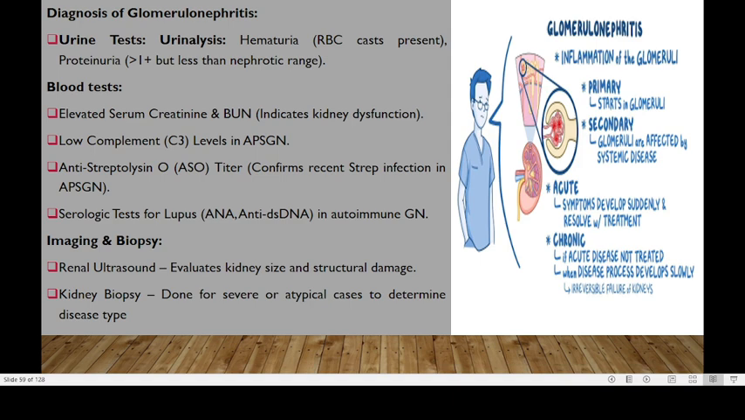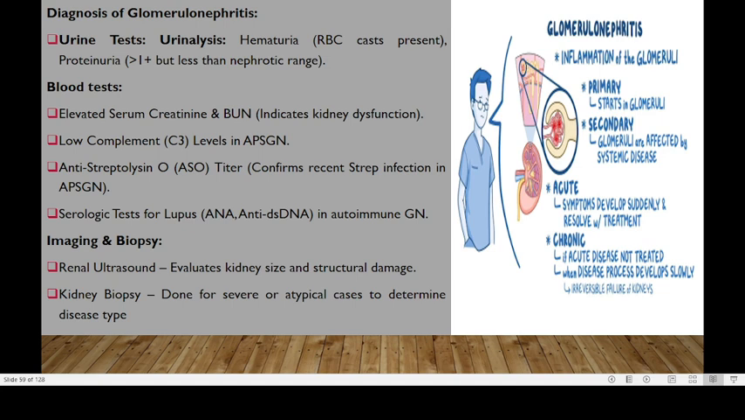How is this condition diagnosed? We could do urinalysis. So we look at hematuria, so we're going to have RBC casts present. Proteinuria, we could have 1 plus, but less than the nephrotic range, right? The nephrotic disease was more severe. Remember, we talked of 3.5 grams per day.